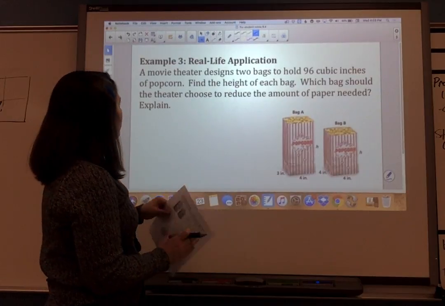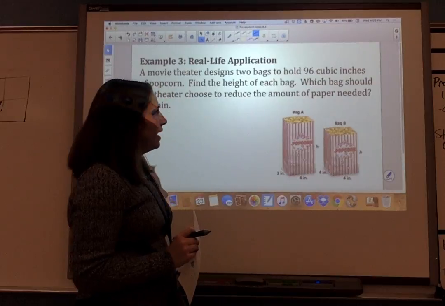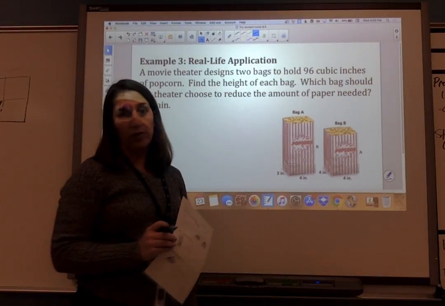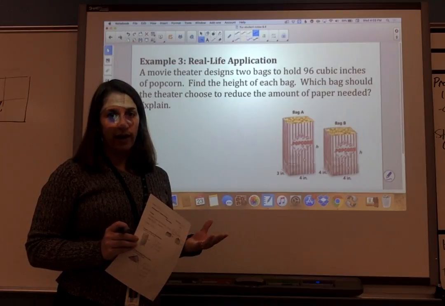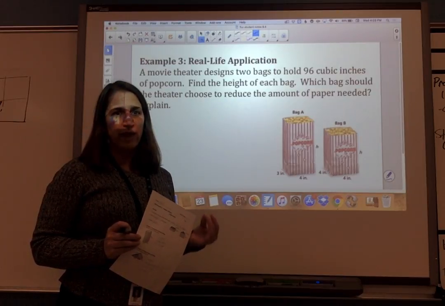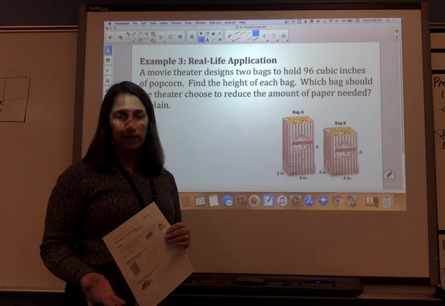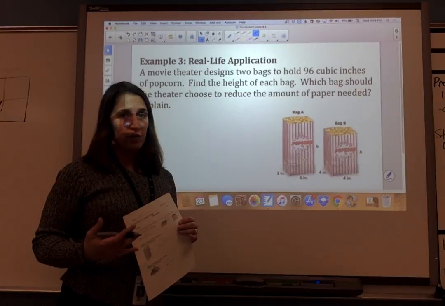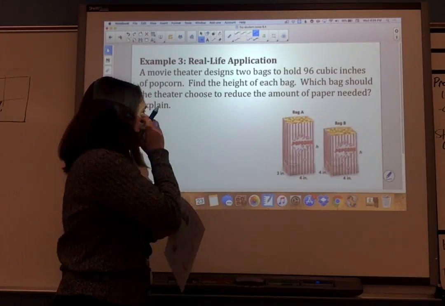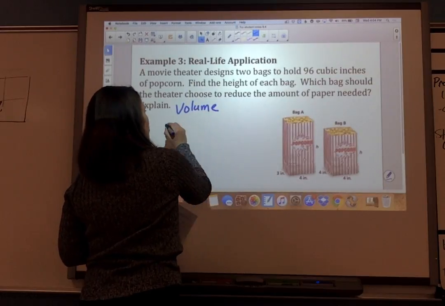Here we have this application where we have 2 different designs of popcorn bags. They both have the same volume of 96 cubic inches. We need to find the height of each bag and then figure out which bag the theater should choose in order to reduce the amount of paper needed. So we're going to start with volume, then we're going to figure out something about surface area. So let's start with volume. We should have lots of space to work this through.